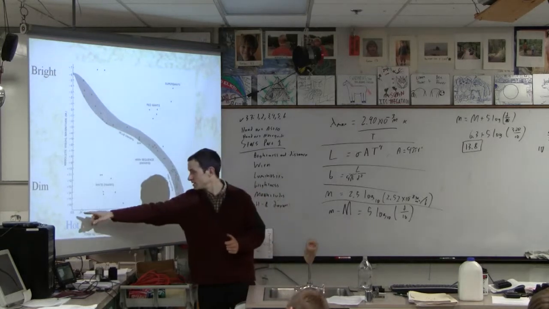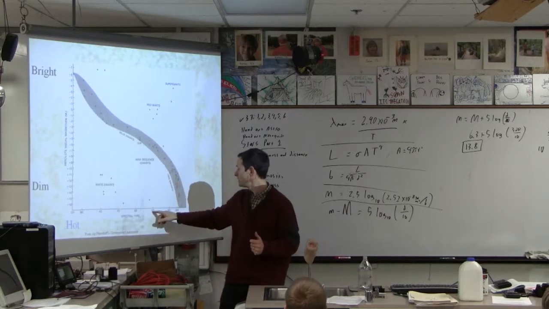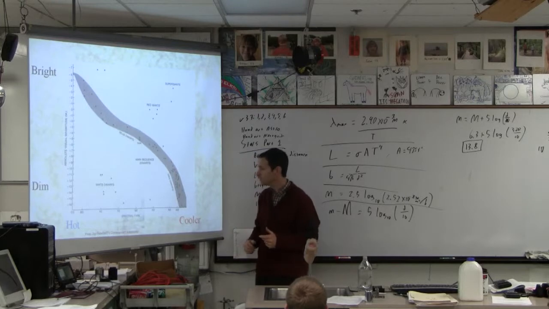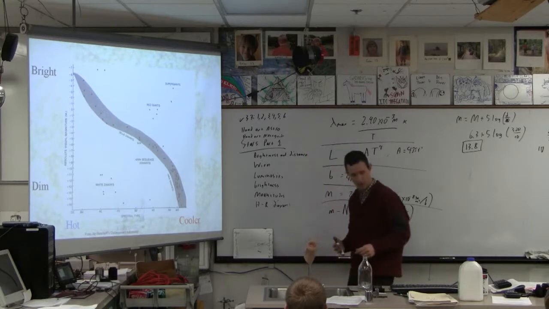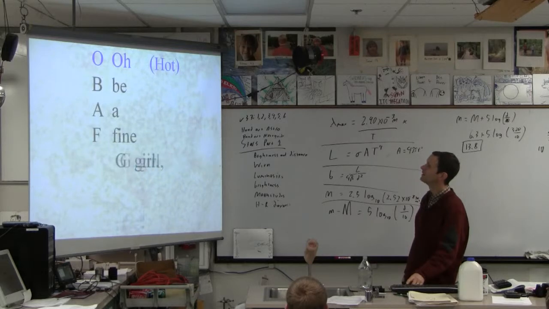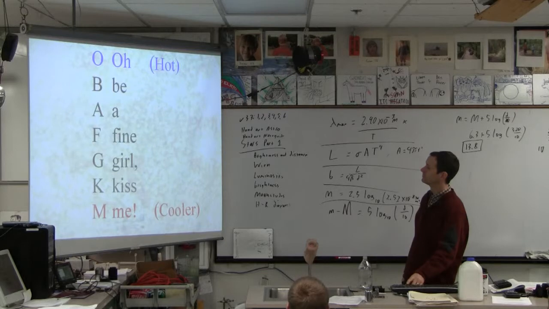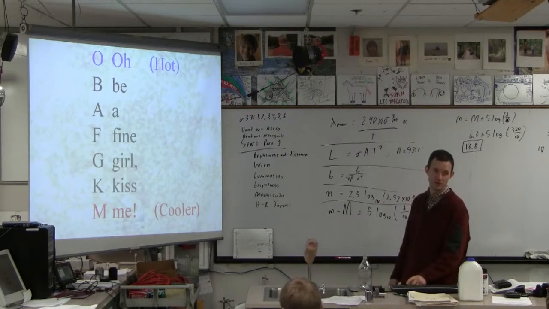And the way to remember these is, oh, be a fine girl, kiss me. And I apologize, right? Oh, be a fine girl, kiss me. Sorry. But there it is. And now you can't forget it. Apparently, M is cooler, but O is hot. So, it has nothing to do with the kiss.